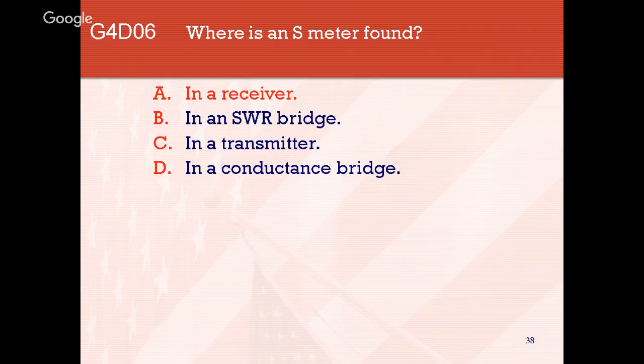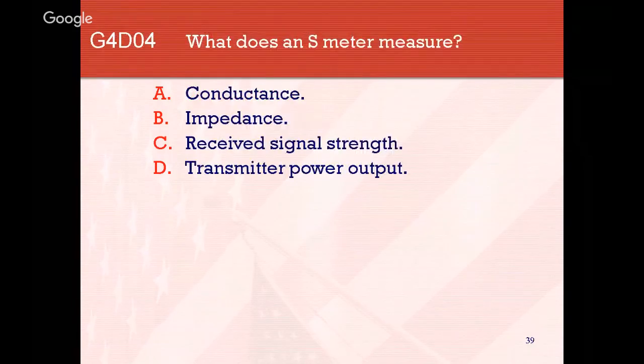Although you have the ability on many transceivers to check your SWR, your power output, things like that, of course, your power output meter is tied to your transmitter. So S meter is a receiver. And what does the S meter measure? Easy stuff here. It checks your received signal strength.